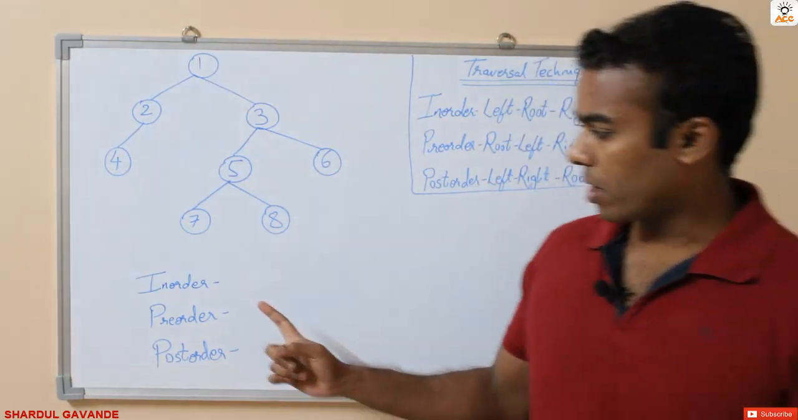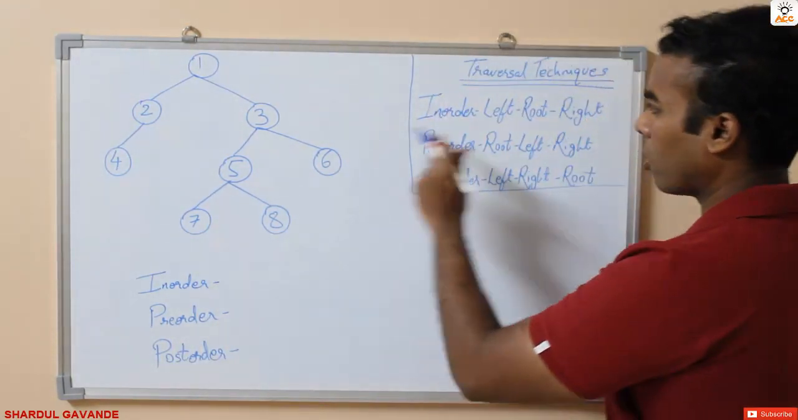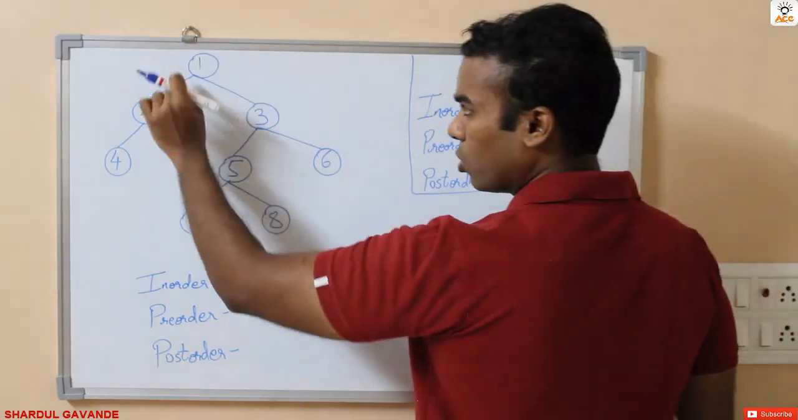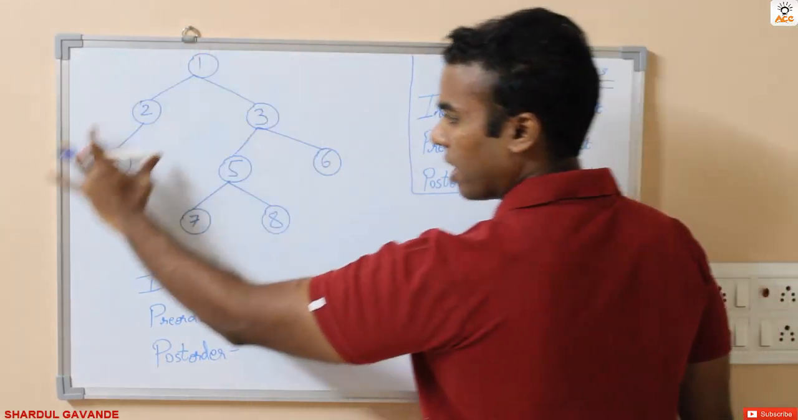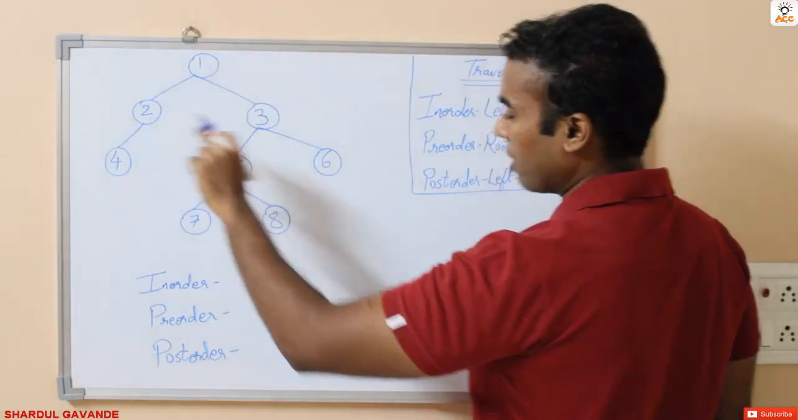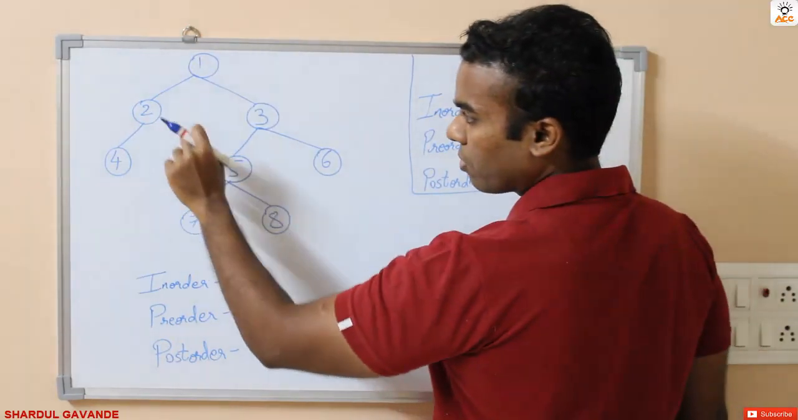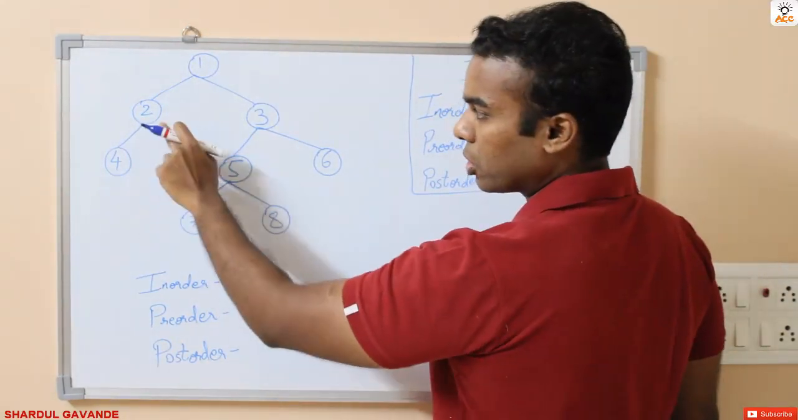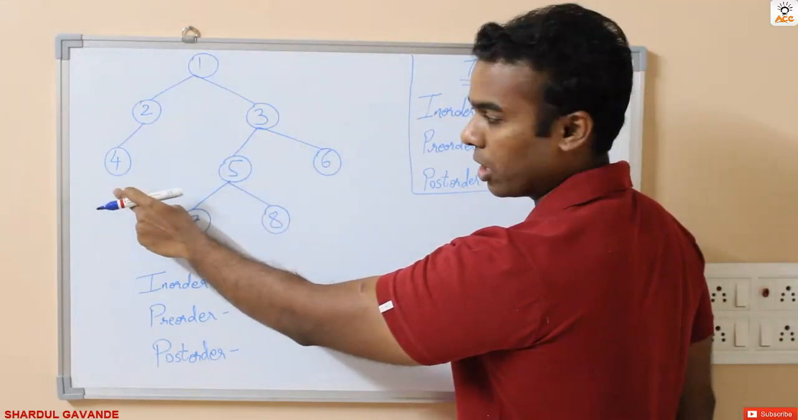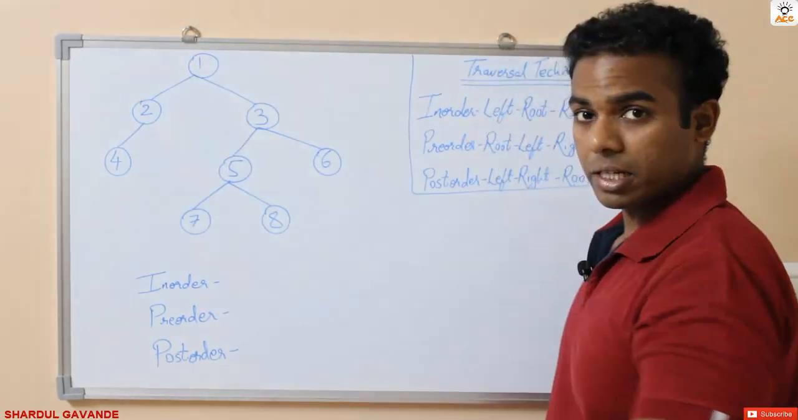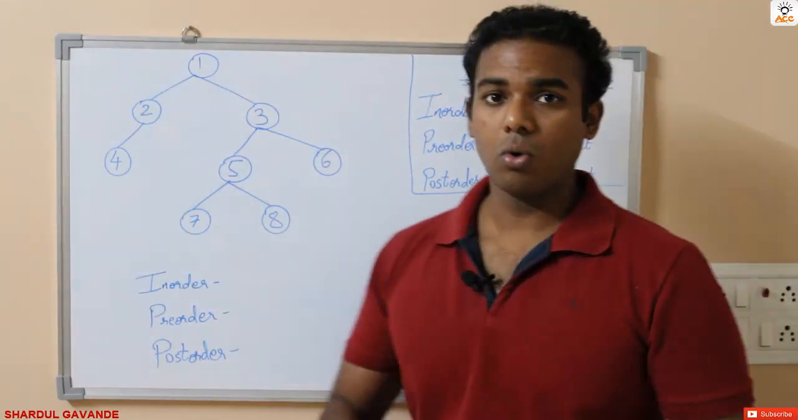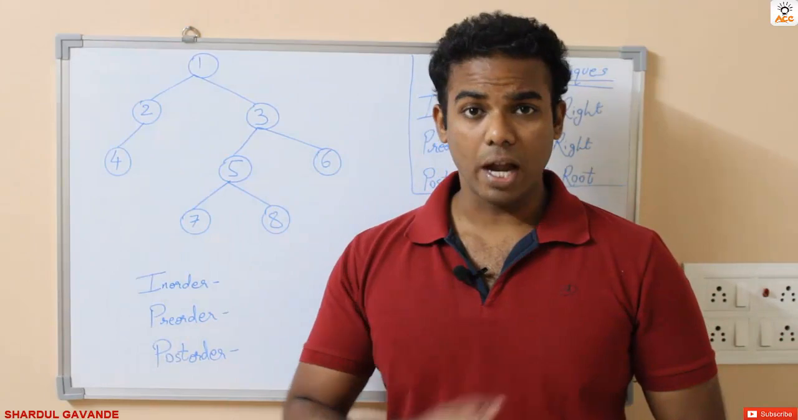So the very first one is in-order. How does in-order go? It goes left, root and right. This is the root node 1 of this binary tree, and we have this left subtree and right subtree. Moving towards the left, to the left of 1 is 2, but we'll not write the value 2 because 2 is the root of some child node. We'll keep on traversing till we reach a leaf node. A leaf node means a node which does not have any child nodes.